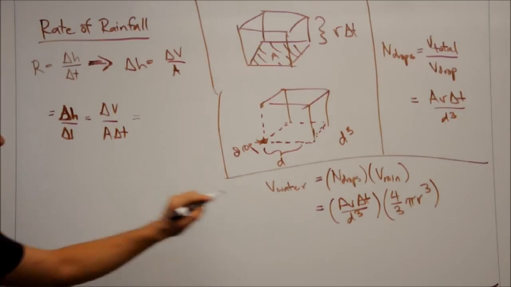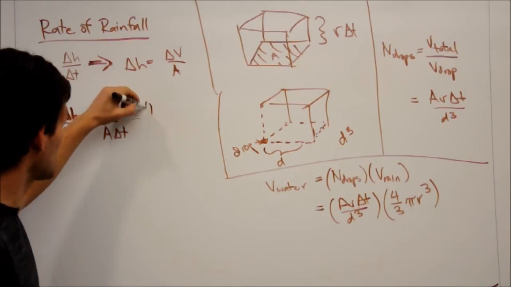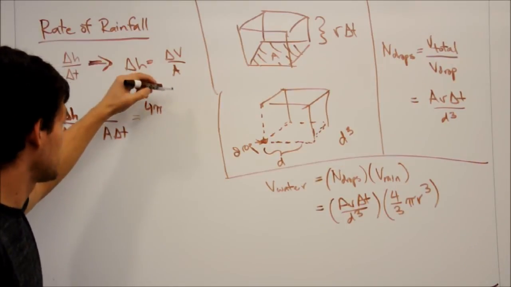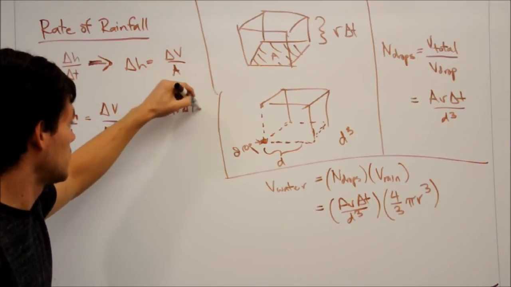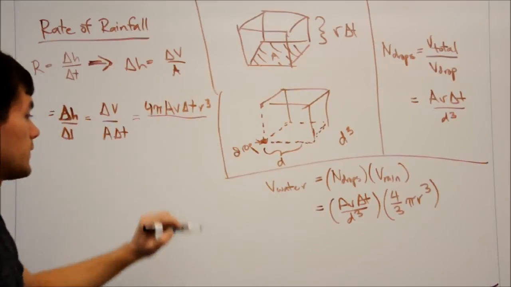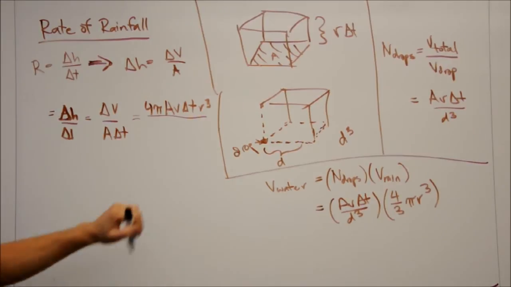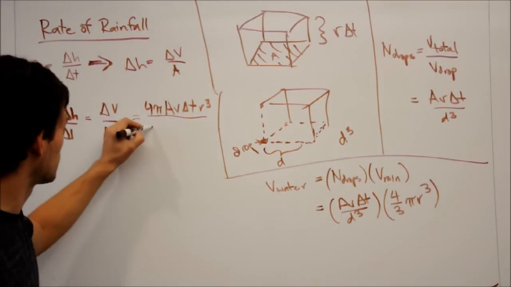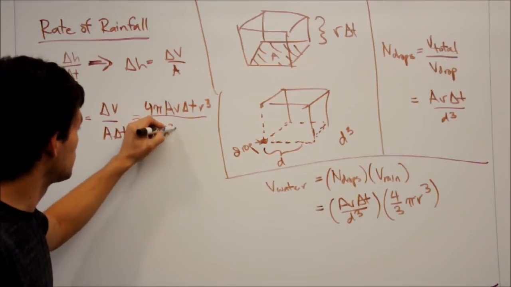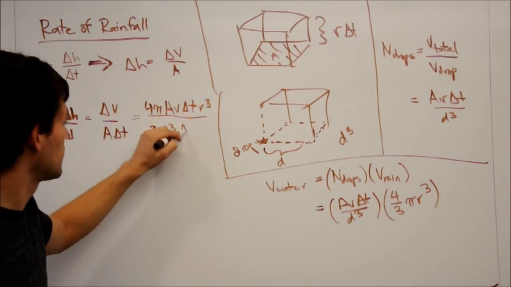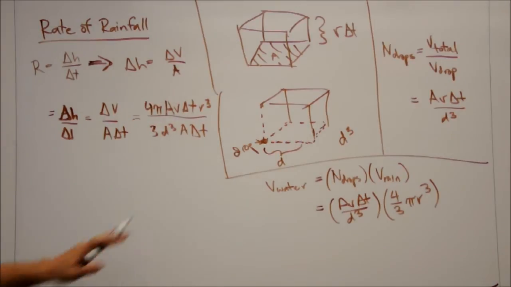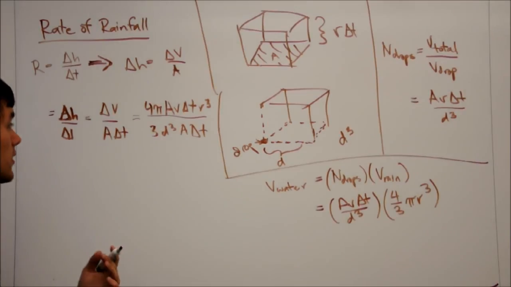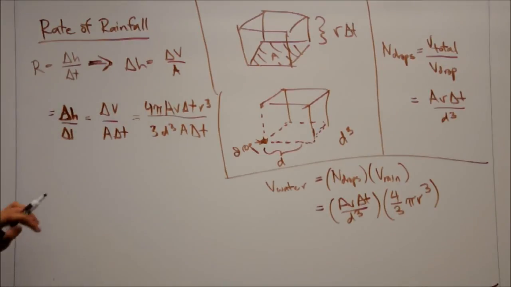And what we're actually going to get here is 4 pi A V delta T r cubed, and now all of that is the numerator for delta V. And now we're going to plug in 3 d cubed times this right here, A delta T. And so this whole messy expression is going to end up being our value for r.